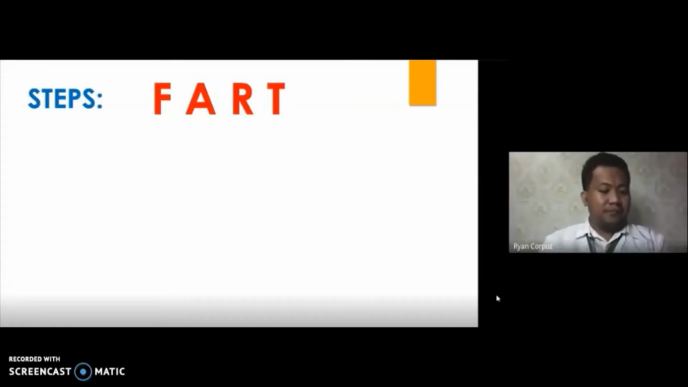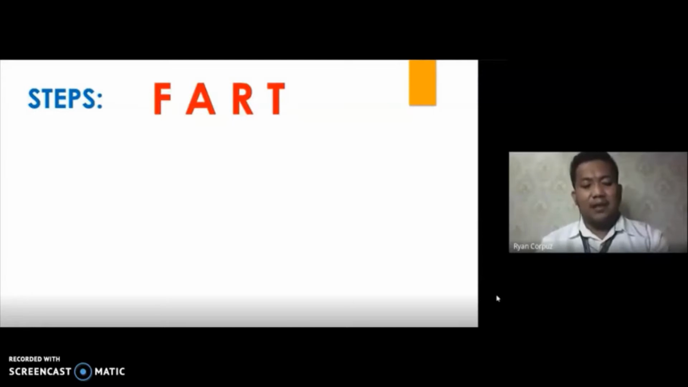And according to research, healthy individuals pass gas between 12 to 25 times a day. So if you think you're healthy, that means you are passing gas 12 to 25 times daily.